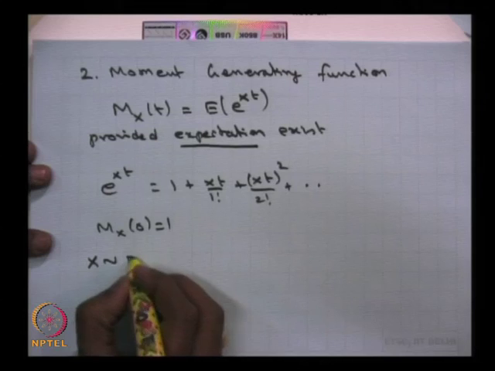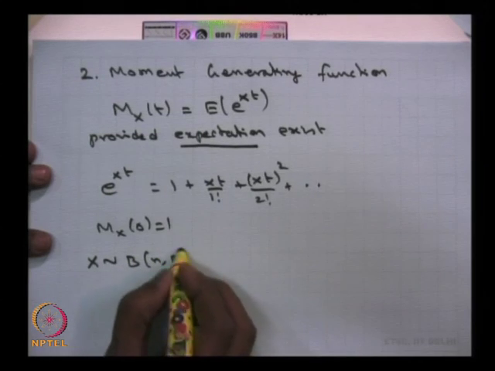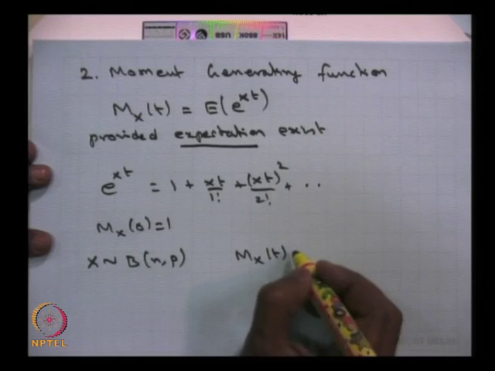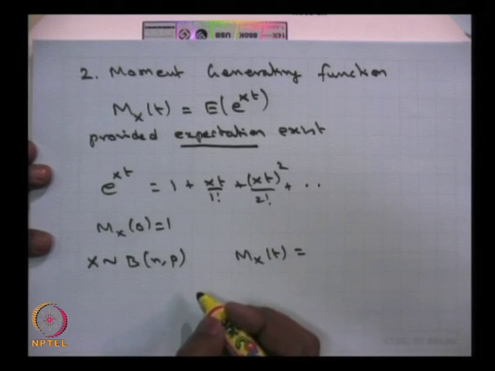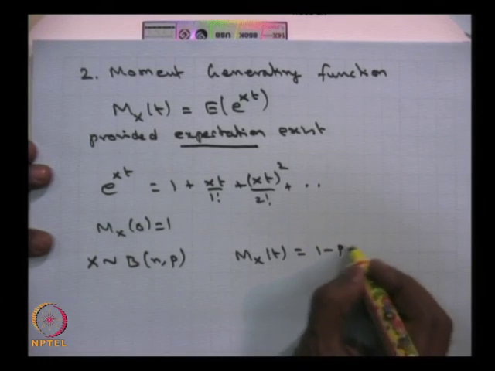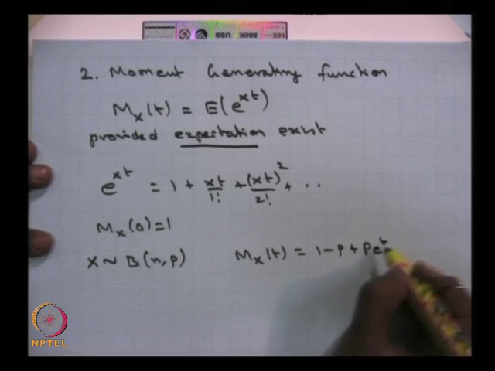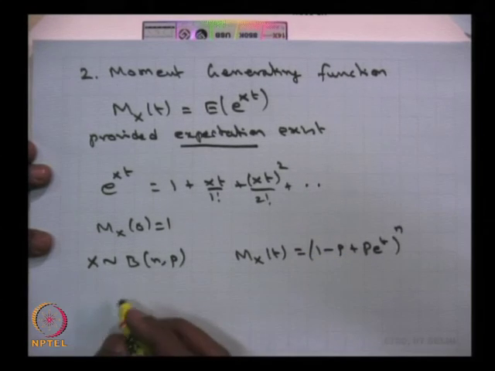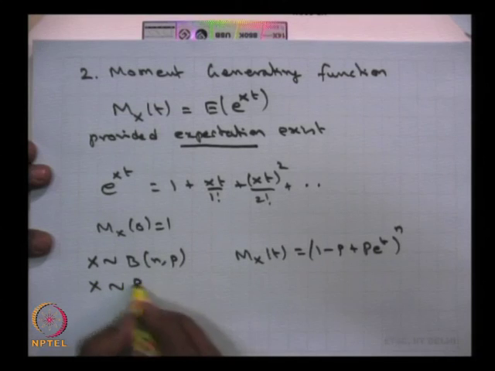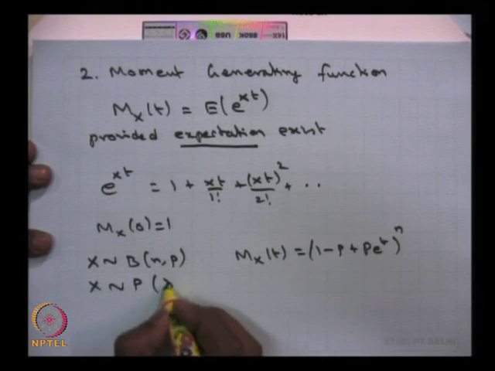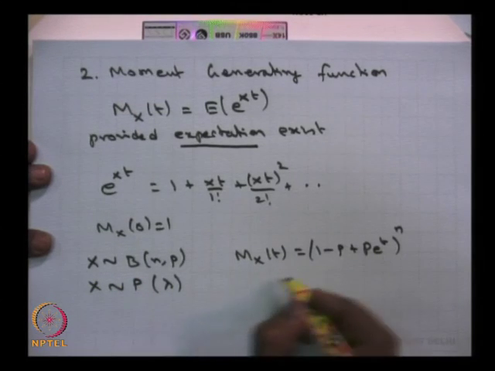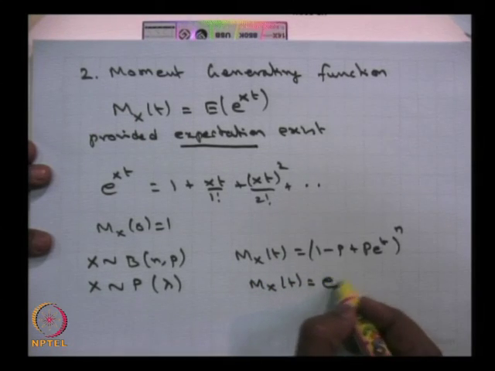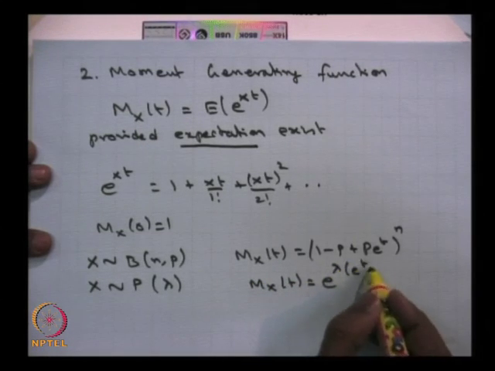If x is a binomial distribution with the parameters n and p, then the moment generating function for the random variable x is going to be (1 minus p plus p times e power t) power n. Similarly, if x is a Poisson with the parameter lambda, then the moment generating function is going to be e power lambda times (e power t minus 1).